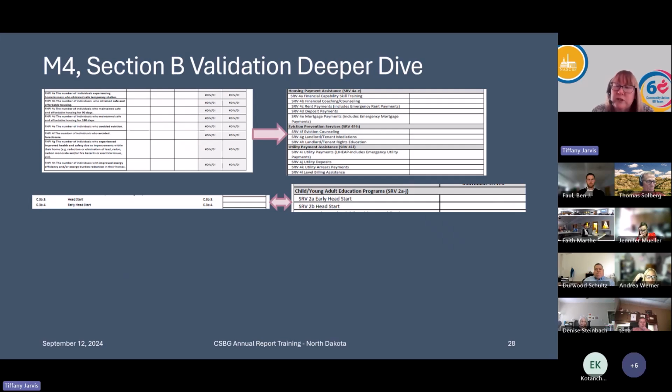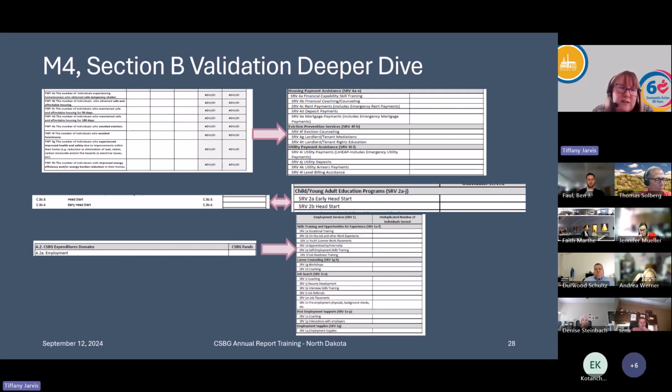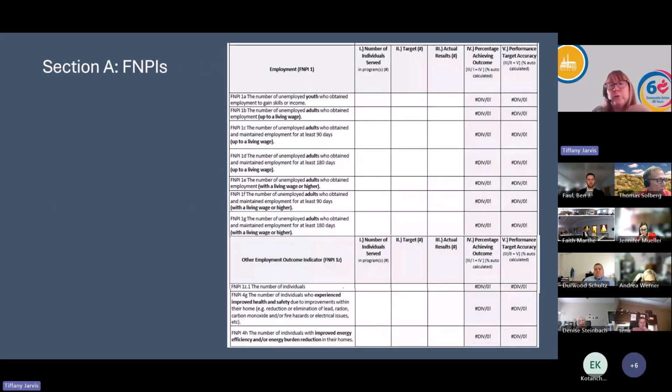We talked about this one earlier, not going to go more into that. This is the employment example, and the CSBG expenditures example. So we don't want to go more into that, but I just note that there are cross comparisons. FNPIs, so we're reversing. One important thing with the FNPIs, there are 3 columns that you should be completing. But I say should with a little bit of an exception.